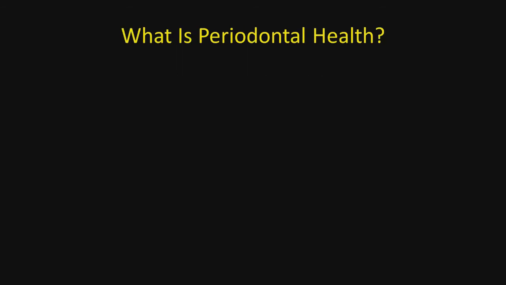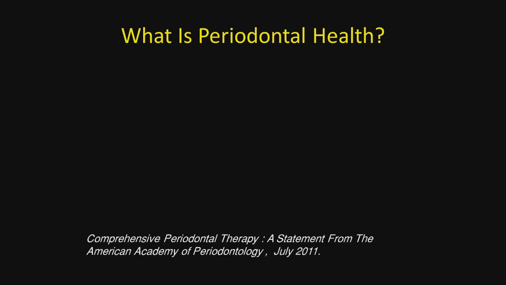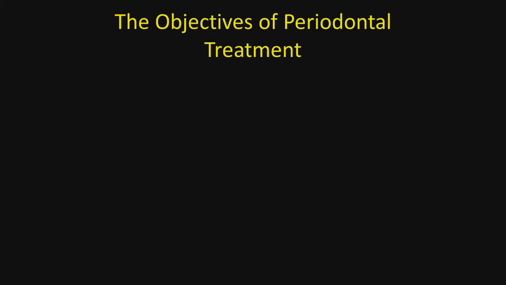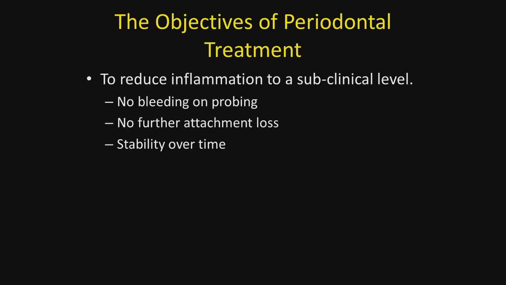But what is periodontal health? And this is significant. Pay close attention, because this is a document that was issued by the American Academy of Periodontology in July of 2011, where they defined health. Health is characterized by the absence of inflammation, which may appear clinically as redness, suppuration, and bleeding on probing. Notice that the objectives of periodontal treatment are to reduce inflammation to a subclinical level where there's no bleeding on probing, there is no further attachment loss, and it's stable over a period of time.